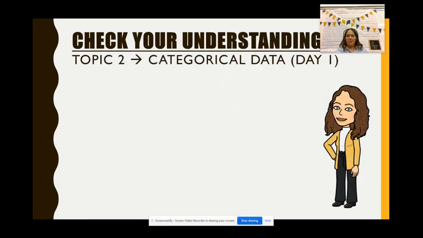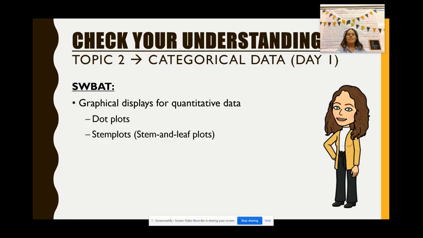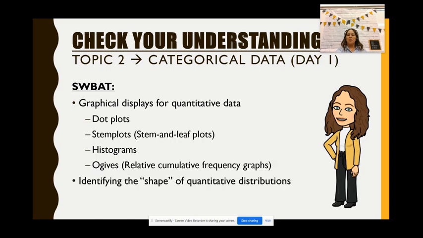All right, there we go. That is topic 2. That should say quantitative data. Sorry about that. Hopefully you feel like you can do graphical displays for quantitative data, dot plots, stem plots, histograms, and ogives. Identify the shape of quantitative distributions, skewed right, skewed left, relatively symmetric, uniform, all those descriptors. And we're going to talk some more about our numerical measurements for describing these distributions coming up soon. Otherwise, have a great day.